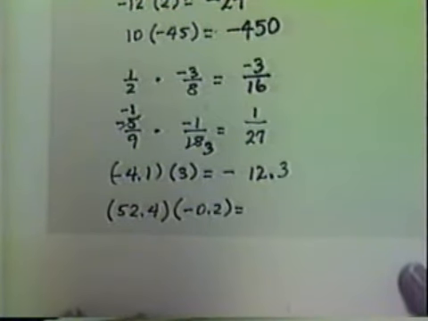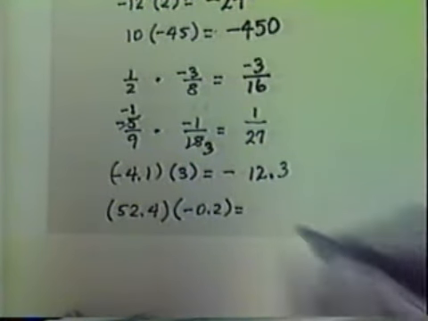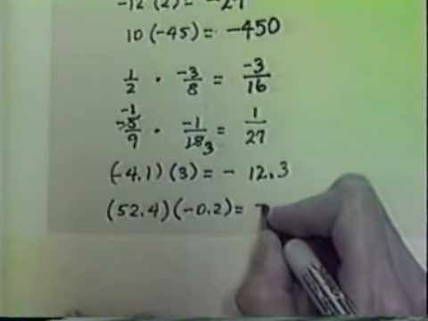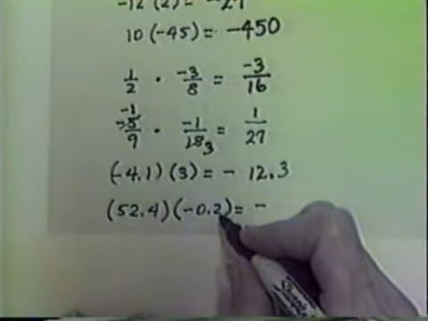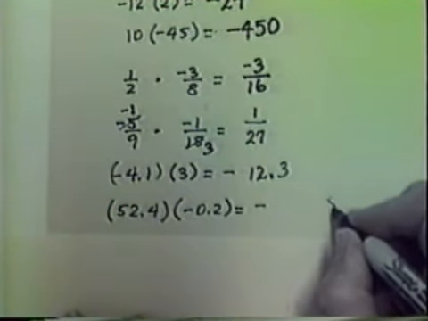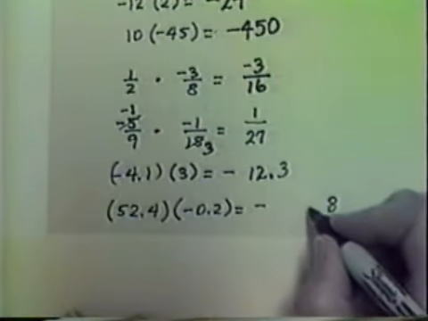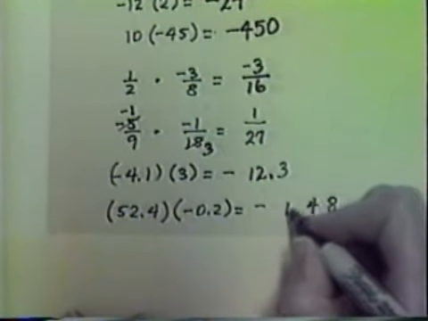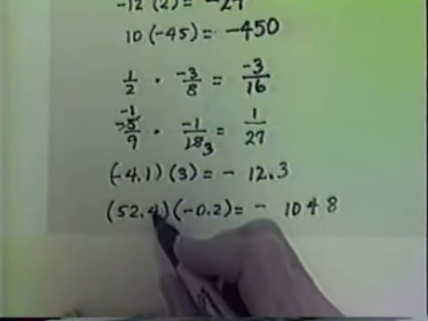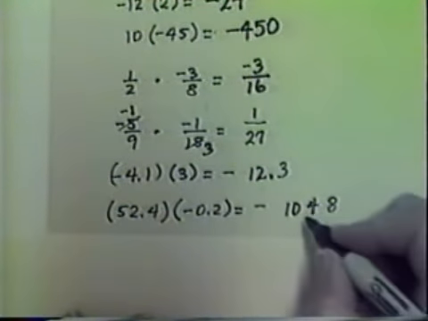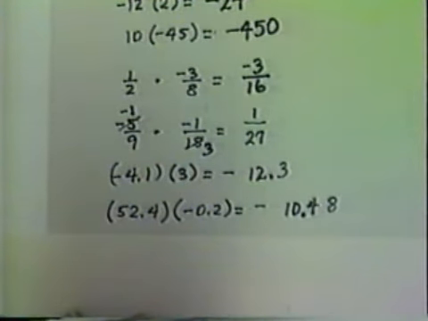52 4/10 times negative 2/10. Positive times negative. These have different signs, therefore the answer is negative. Then we multiply. 2 times 4 is 8. 2 times 2 is 4. 2 times 5 is 10. We have 1, 2 decimal places, and so the answer is negative 10 48/100.